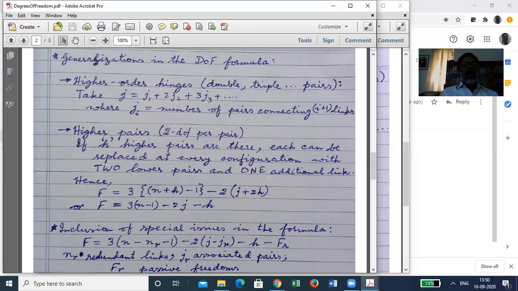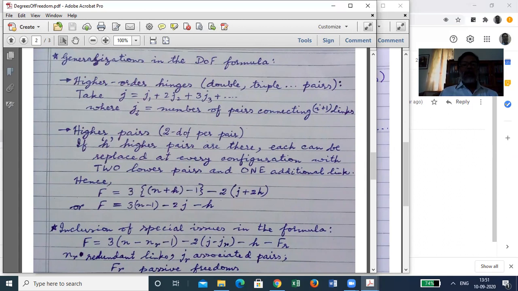So 8 additional links will come. So use n plus 8 in place of n. And for every higher pair, you are using two lower pairs. So number of pairs you count as j plus twice 8. And now simplify this. So keep this thrice n minus 1 as it is. And from here, you will get minus 3 and sorry. From here, you will get 3 times 8.